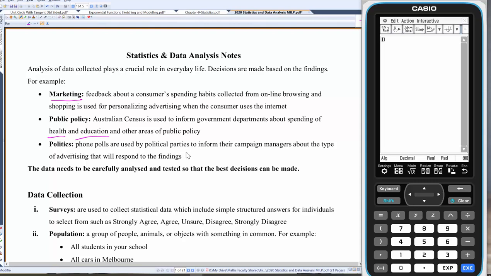And politics, and what political parties do is find out how to actually advertise to particular types of people. And you'll notice that political campaigns are marketed or done very differently, depending on where the actual voters they're targeting are. So rural voters will receive different ads to, say, city voters. What we need to do is carefully analyse and test the data so that we can make the best possible decision, or get the best, what we say, bang for buck. So if I've got this money to spend, what's the best way to spend it so I can hit the most amount of people most effectively?